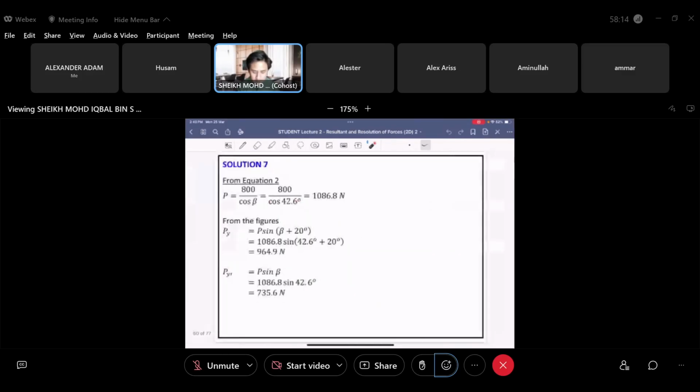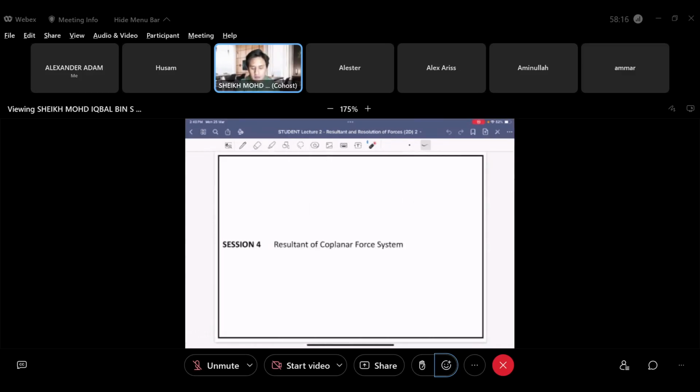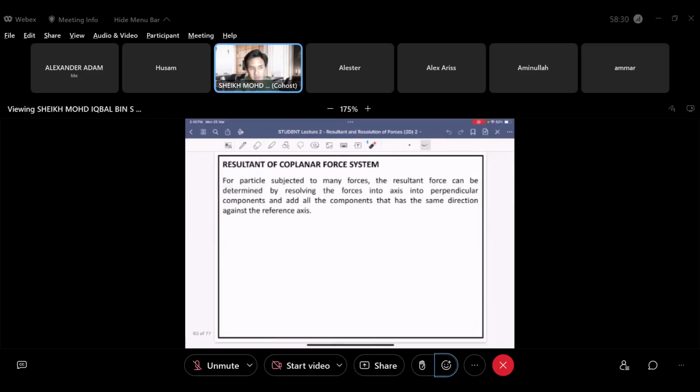Yeah, sure. Okay, so now after we have learned about the resultant and the resolution of forces, now is the resultant of coplanar force system. Now we need to combine the two, all right? Why do we need to combine the resultant and resolving of forces? It's because we want to solve the coplanar force system. We want to find the resultant of a coplanar force system.